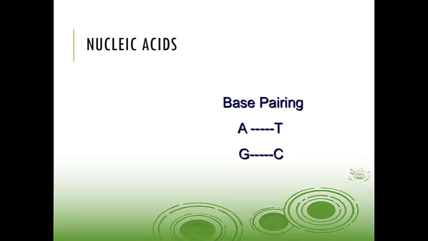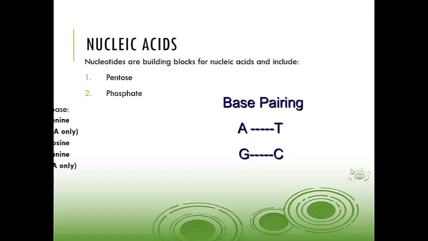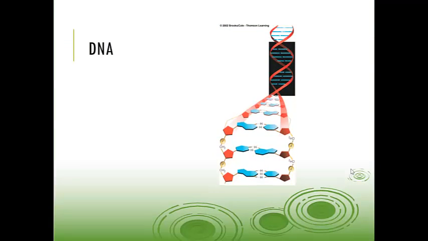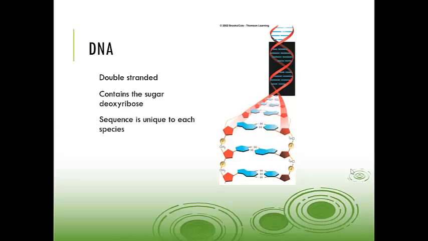All right, moving on to nucleic acids. Nucleic acids have to do with DNA and RNA. We have base pairing in DNA: adenine goes with thymine, guanine goes with cytosine. Nucleotides are the building blocks for nucleic acids. When we're looking at DNA, we know there's a pentose, a phosphate, and a nitrogenous base, and that makes up that ladder formation that you've heard teachers refer to in the past. Uracil, remember, is in RNA only. So here's that ladder formation. It's double-stranded for DNA. You know it contains the sugar deoxyribose.